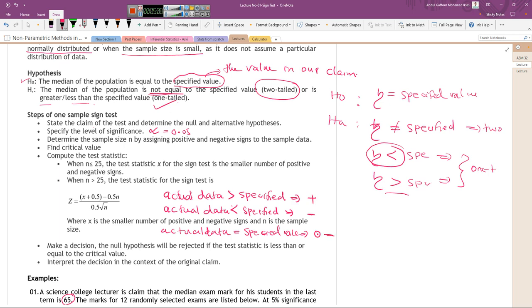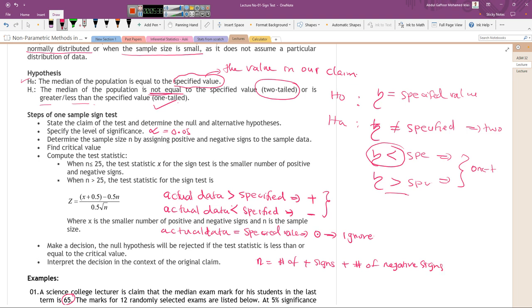We will just ignore this 0, and ultimately in order to find the sample size we add the number of positive signs and the number of negative signs. So when we perform this hypothesis testing, in order to find the test statistic, we consider n equal to the number of positive signs plus the number of negative signs.